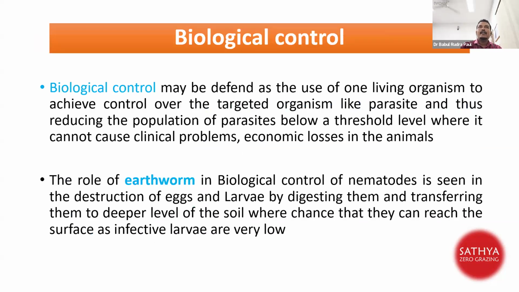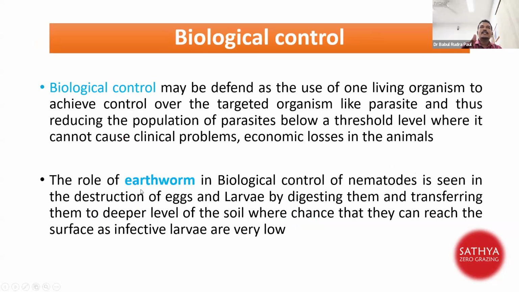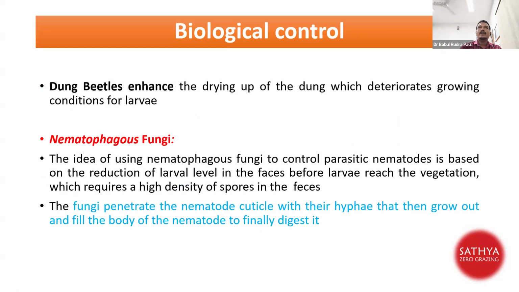Another new approach is biological control. In biological control, a living organism destroys the parasites. One is the earthworm, another is the dung beetle, and another is a fungus, the nematophagous fungi. The earthworm kills the parasites, as well as the eggs and larvae present in the pasture or soil. The earthworm transfers them to a deeper level in the soil, so it is very difficult to get infected by those eggs or larvae.